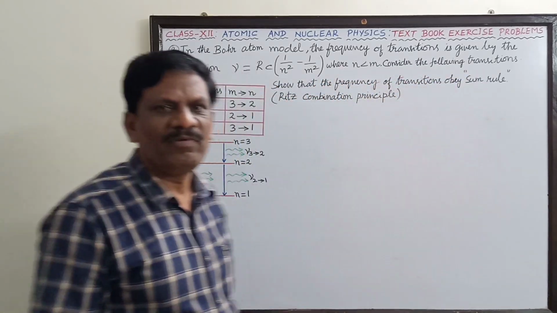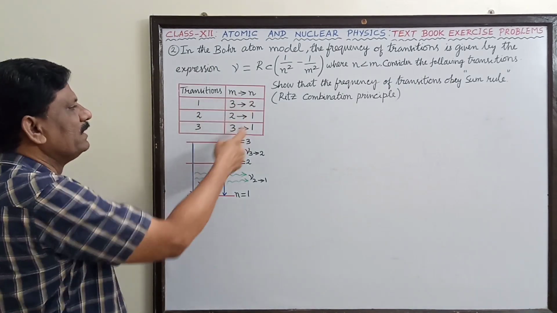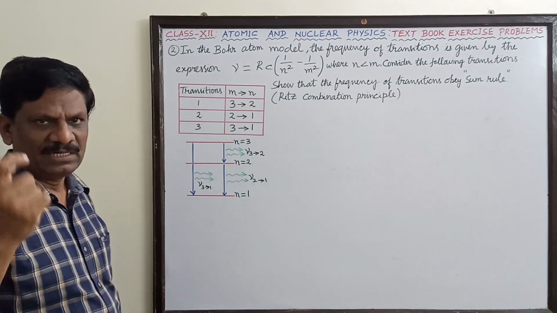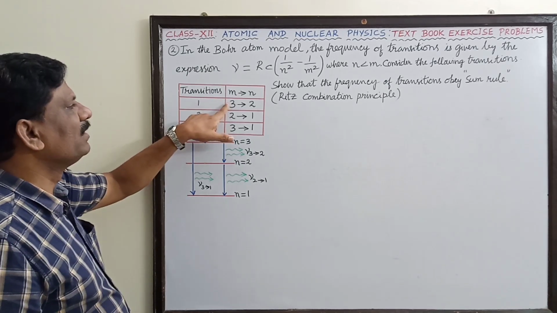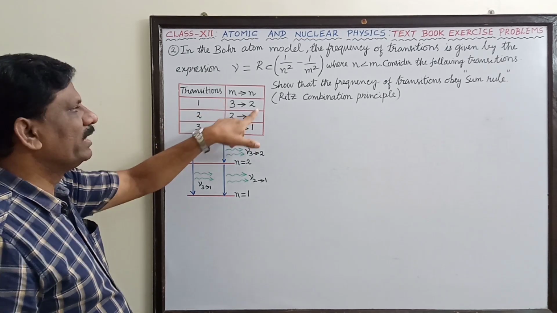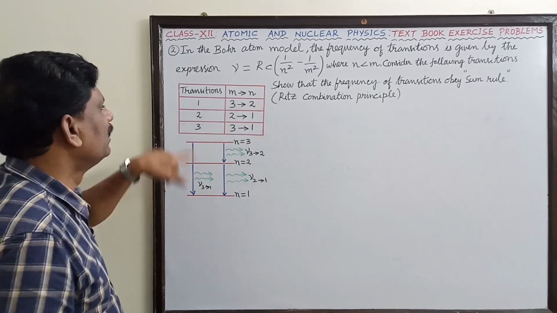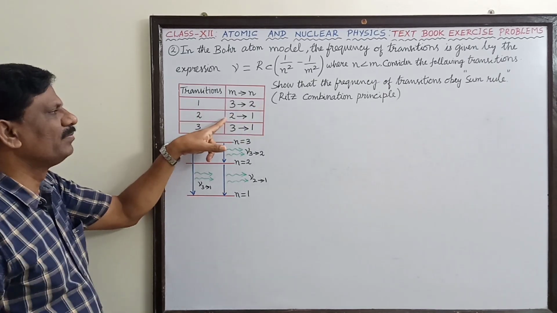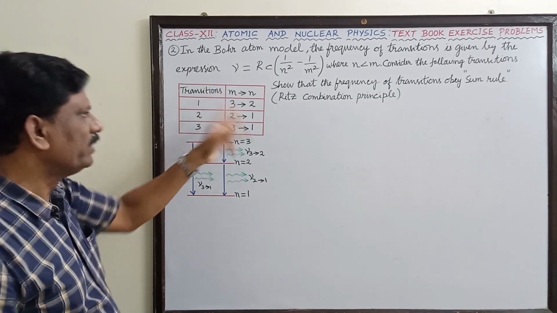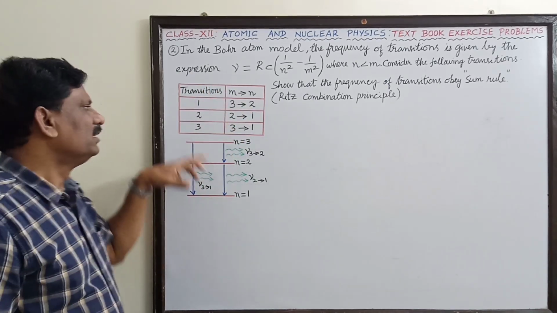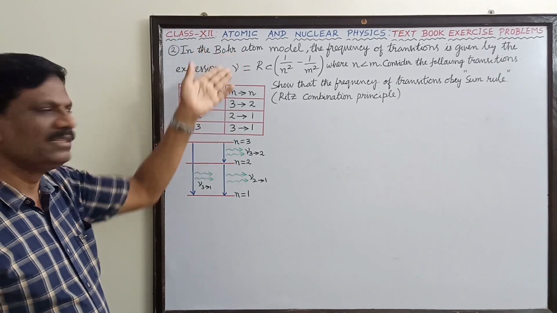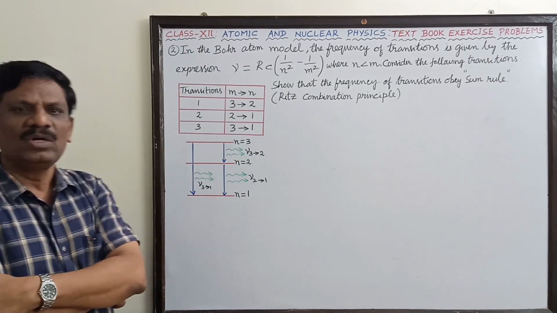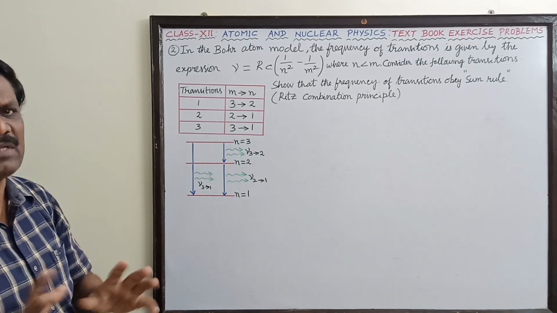Now consider the following transitions. These three are the different transitions. An atom is returning in the first transition from n is equal to 3 to n is equal to 2 state. In the second transition, it returns from n is equal to 2 to n is equal to 1 state. In the third transition, it is directly returning from the higher energy state 3 to the lowest energy state 1. So these are the different possibilities.